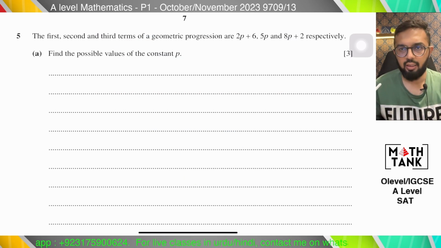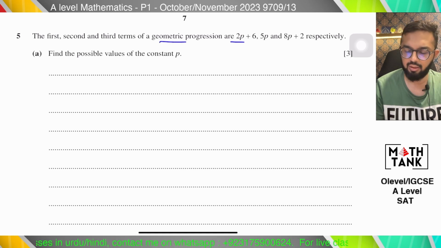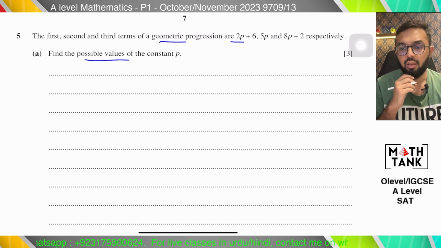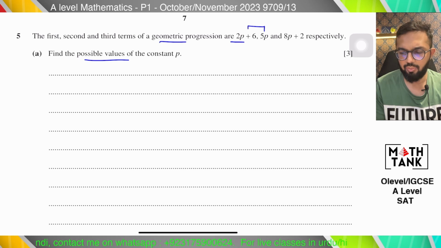Okay, looking at the next question now, it says the first, second, and third terms of a geometric progression are 2p plus 6, 5p, and so on, find the possible values of the constant p. So it's a geometric progression. I could do ar and ar squared and so on, but I can also say that the common ratio between these two would be the same as the common ratio between these two.